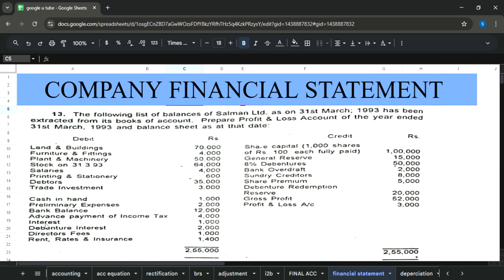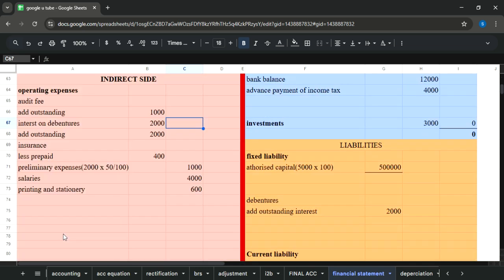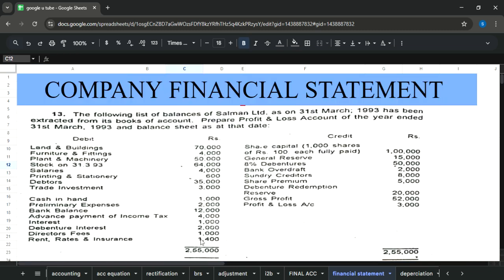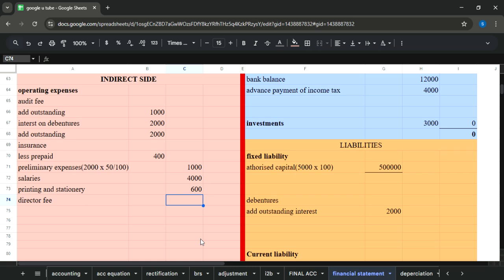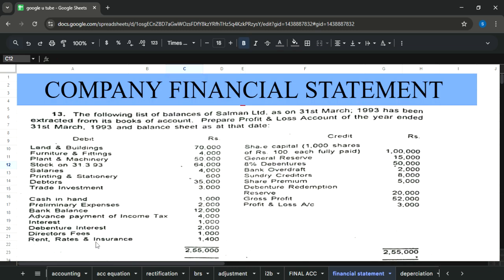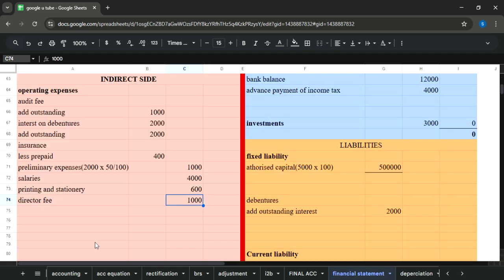Then we have director fee. It's also an operating expense. Over here we will mention director fee, the amount of which is 1,000, and we are going to write it in operating expenses. Then we have rent, rates and insurance. Again operating expense: rent, rates and insurance.